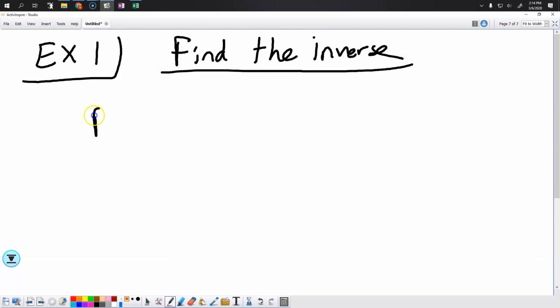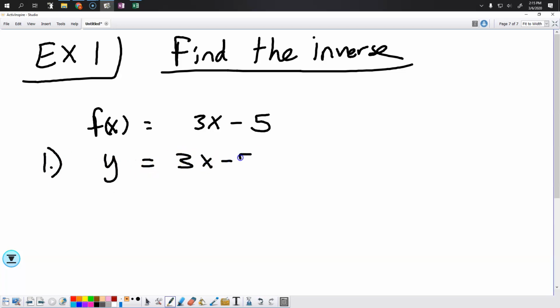All right, so f of x is equal to 3x minus 5. Go ahead and write down example 1. F of x is equal to 3x minus 5. Okay, so what does step 1 say, you guys? Replace f of x with y. Okay?